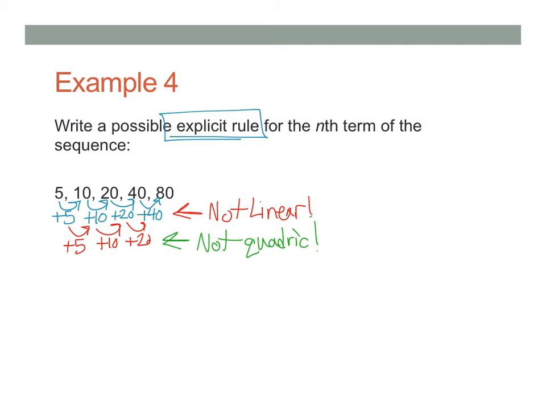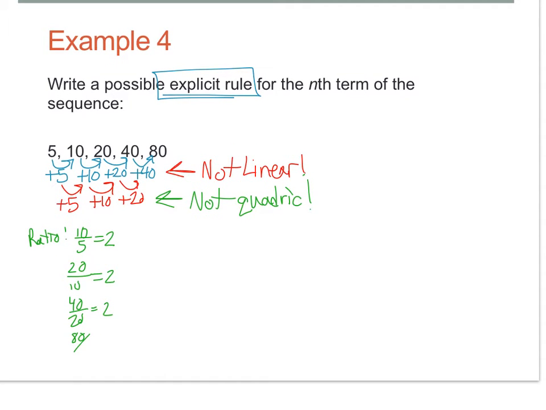Now let's check to see if there's a constant ratio. Well, we do 10 over 5, which gets us 2. 20 over 10, which gets us 2. 40 divided by 20, which gets us 2. And then 80 divided by 40, which gets us 2. So, because they are all the same, we can say that it is exponential.